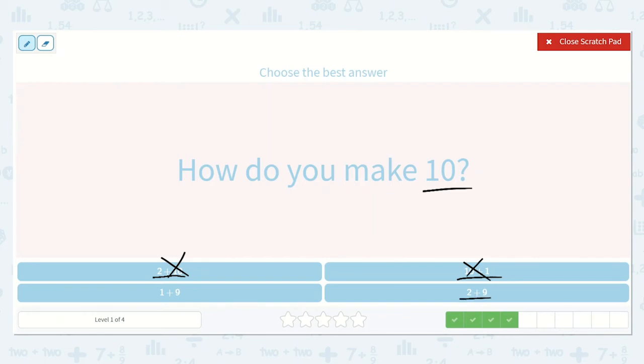Let's look at this one, 9 plus 2. Well, if I start with 9 and count on 2 more, 9, 10, 11. What about here? If I have 9 and I count on 1 more, it would be 9, 10. This is how we make 10. 1 plus 9 is equal to 10.